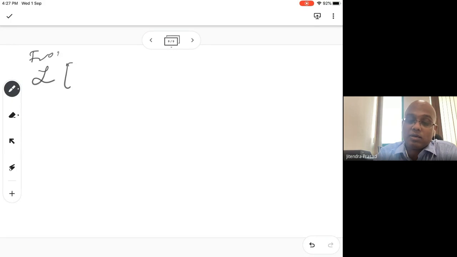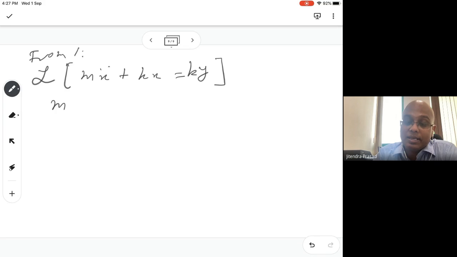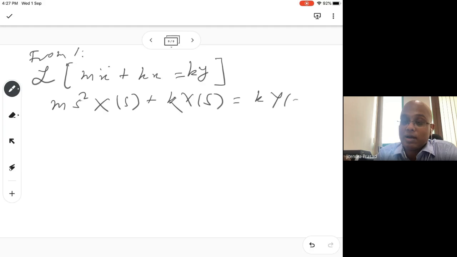From 1, we can apply the Laplace transform, and we get mx double dot plus kx equal to ky. Then you get ms square Xs plus k Xs is equal to k Ys. So this is equation number 3.